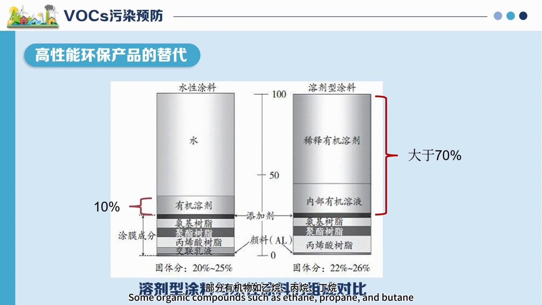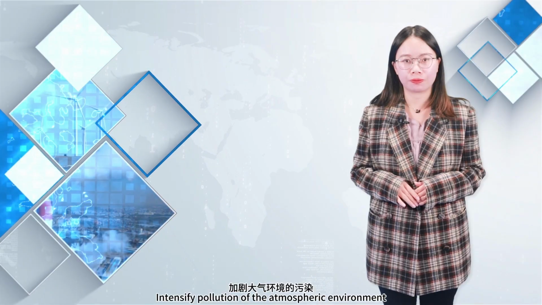Some organic compounds such as ethane, propane, and butane have a vapor pressure at room temperature greater than atmospheric pressure. They will boil violently. Therefore, such substances must be stored under pressure and sealed. Organic matter used as fuel, such as gasoline, liquefied gas, etc., during loading, unloading, and transportation, will emit a large amount of VOCs due to volatilization, intensifying pollution of the atmospheric environment.